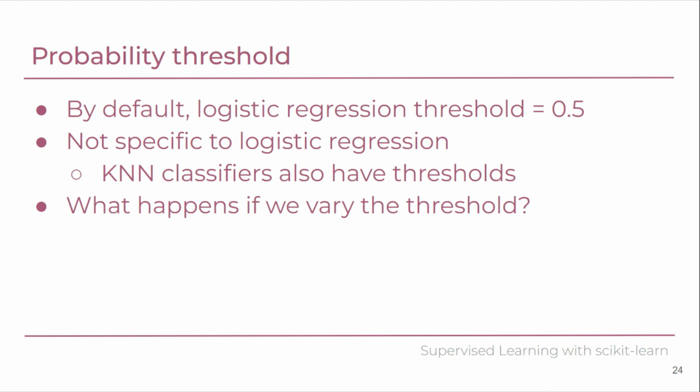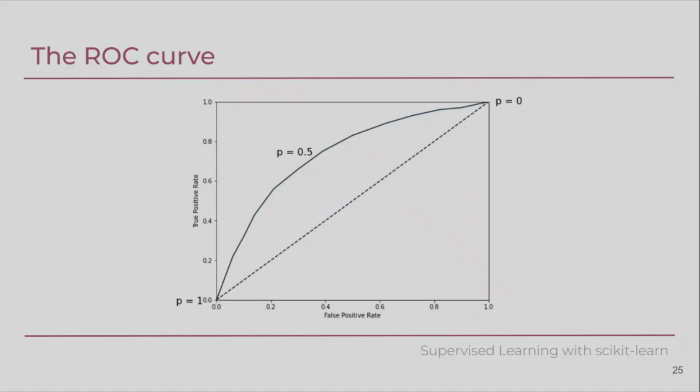So what happens as we vary this threshold? We can use a receiver operating characteristic, or ROC curve, to visualize how different thresholds affect true positive and false positive rates. Here, the dotted line represents a chance model, which randomly guesses labels.